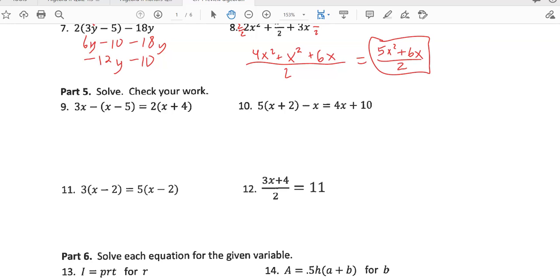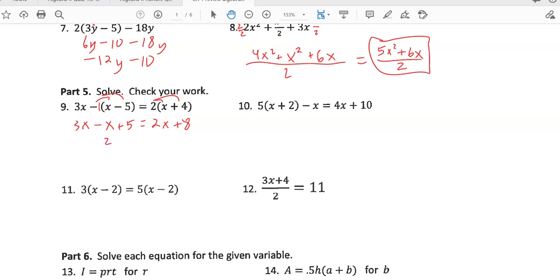Simplify, check your work. So you have to distribute this negative. You could think of this as -1. That might be easier for you when you do this. Of course, you distribute there. That's a little easier. So 3x minus x minus -5, which is +5, equals 2x plus 8.